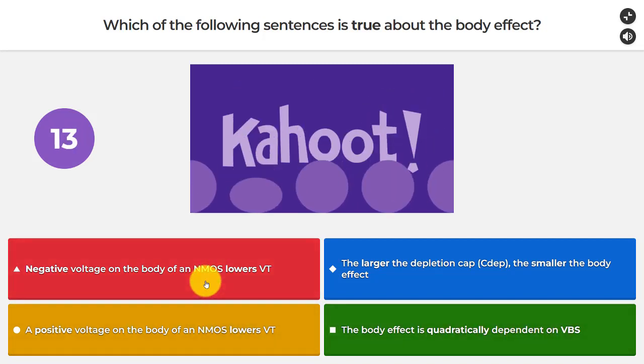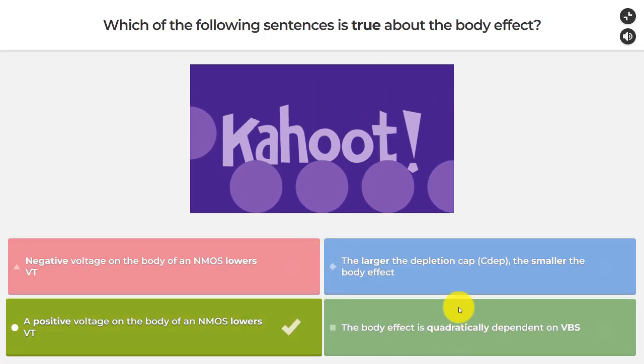Well, I see that these two are exactly opposite of each other. So is it that negative voltage on the body of an NMOS lowers VT, or does positive voltage on the body of an NMOS lower VT? And I'm going to tell you that this is the answer, and that means the other ones aren't.